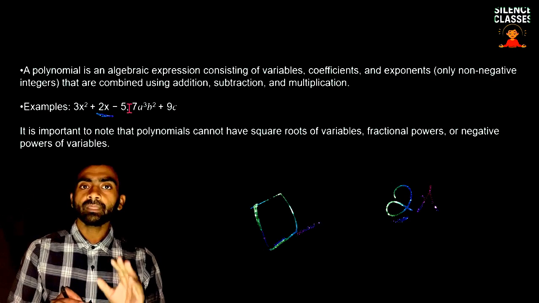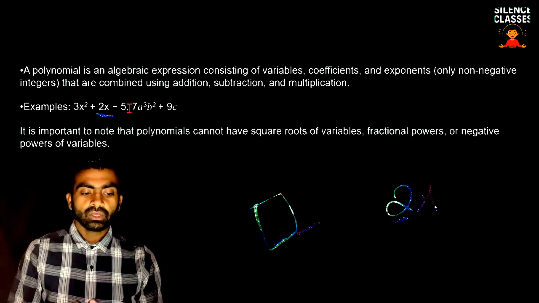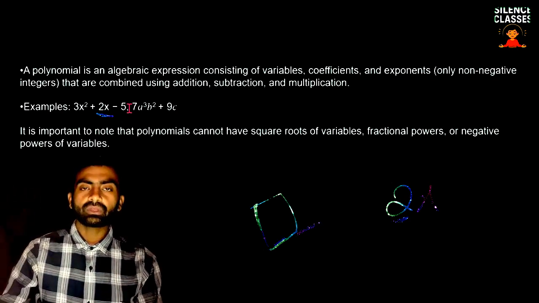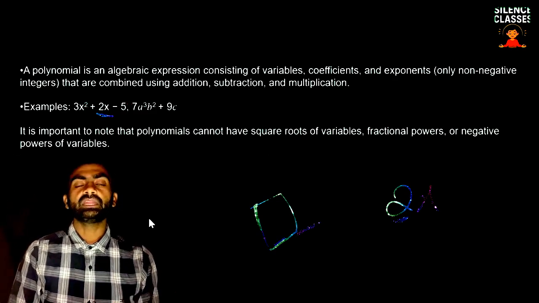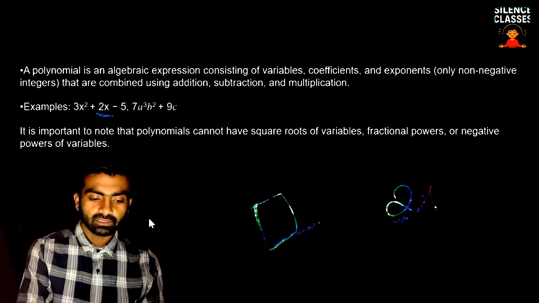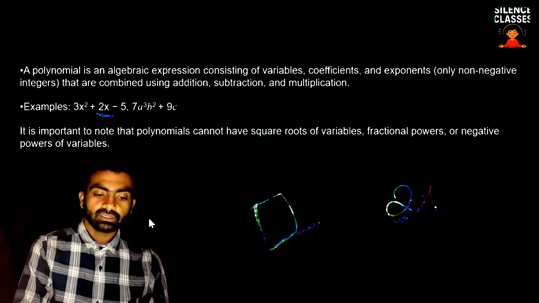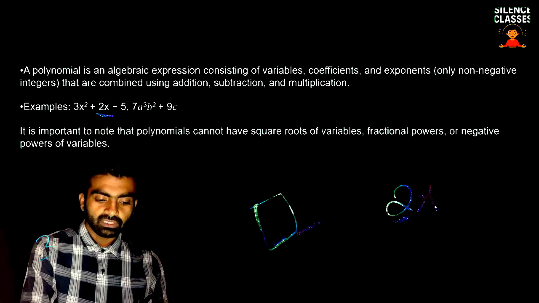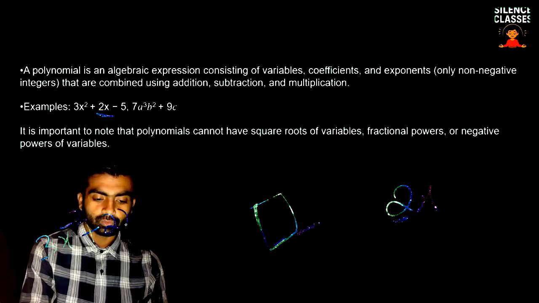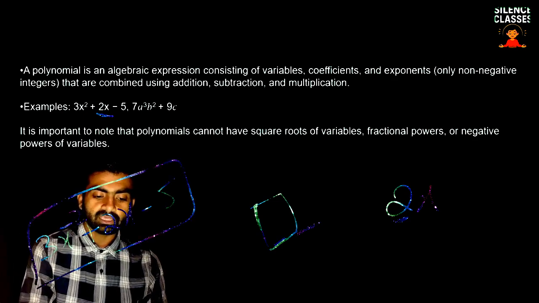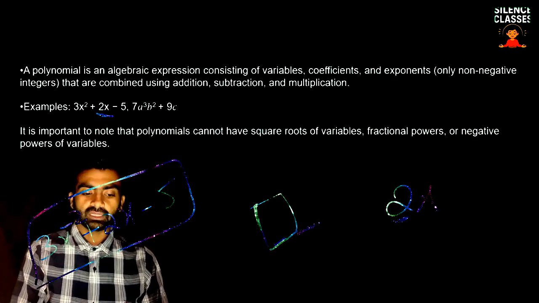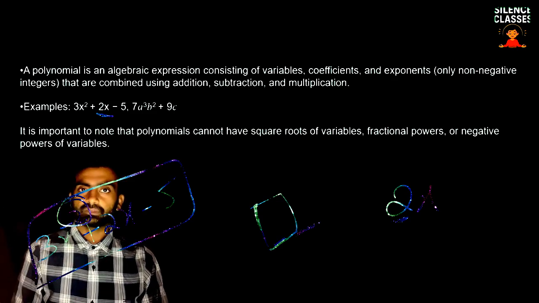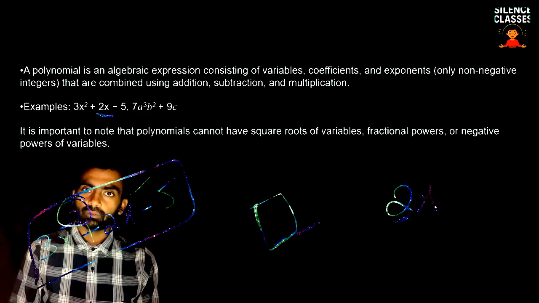One thing more I have to explain: polynomials cannot contain negative powers. If it is written in the form of 3x minus 2 plus 2x minus 5, we will say it is not a polynomial, because polynomials do not contain negative powers. It is only an algebraic expression, but it is not a polynomial.